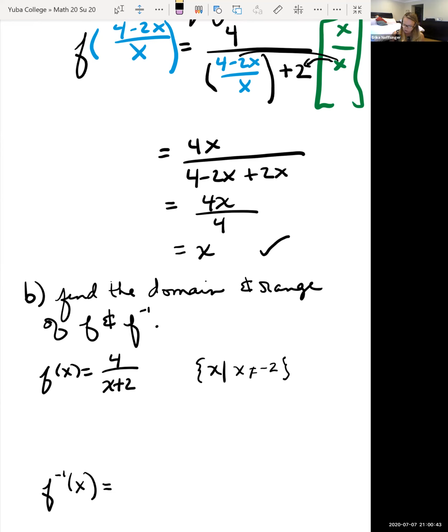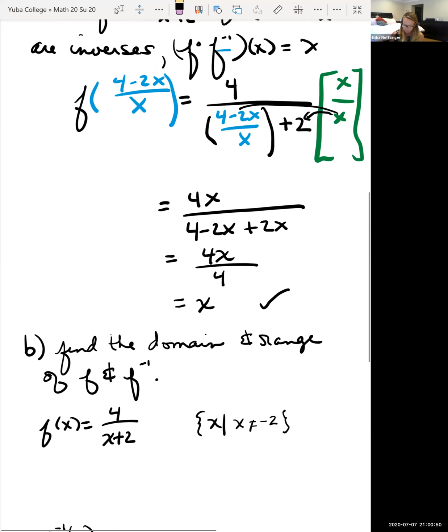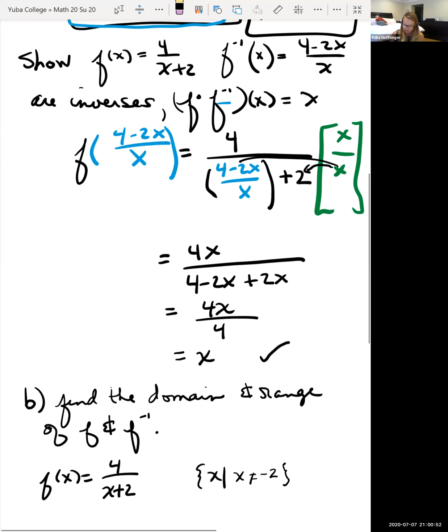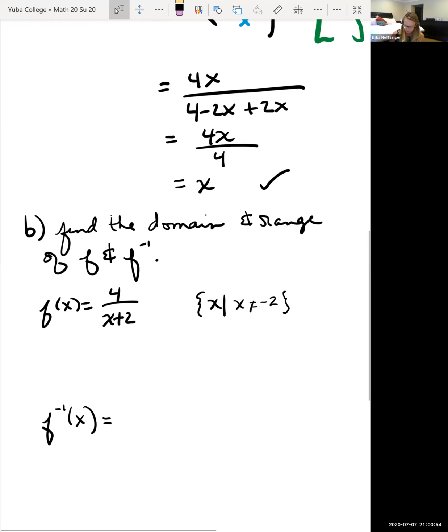So f inverse of x, this is equal to, which was that? That was the 4 minus 2x over x. Okay. So this is undefined. Our domain is going to be all values of x such that, but in this case, x can't be 0.